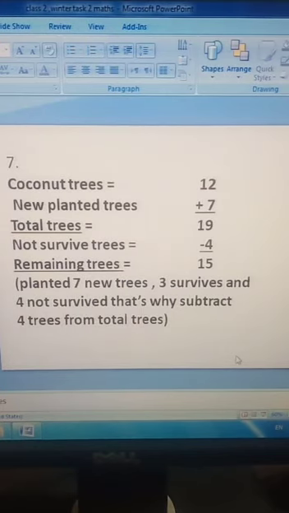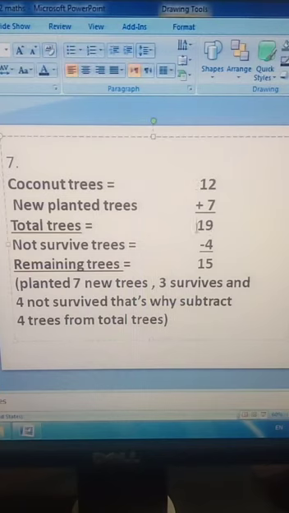Question number 7. There are 12 coconut trees in a coconut grove. 7 new ones are planted. Okay, stop reading, students. There are 12 coconut trees. How many coconut trees? 12. Then you read the statement, 7 new ones are planted. How many new planted trees? These are 7. So we will find out the total number of trees. 12 plus 7. 7 plus 2, 9. And this will be 1. So total trees will be 19.